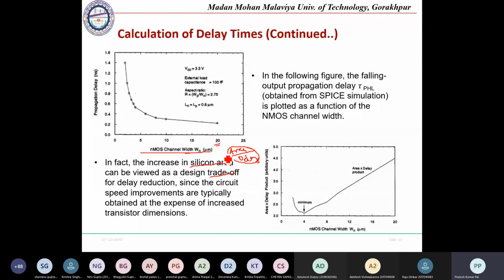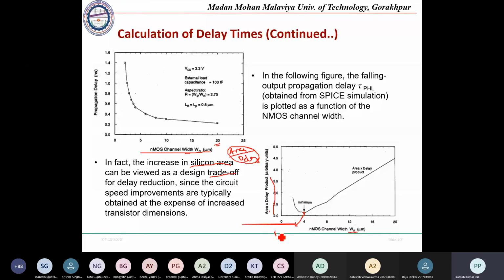Based on that, what we can do is multiply the area and the delay. Whatever area and delay values there are, we will multiply them. Once we have this area and delay product, we will vary it with respect to the channel width. We will find a curve that has a minimum value. This minimum value will be the point of trade-off.